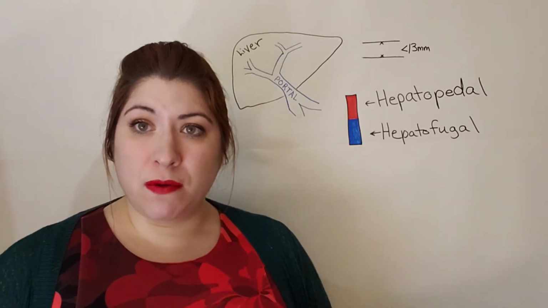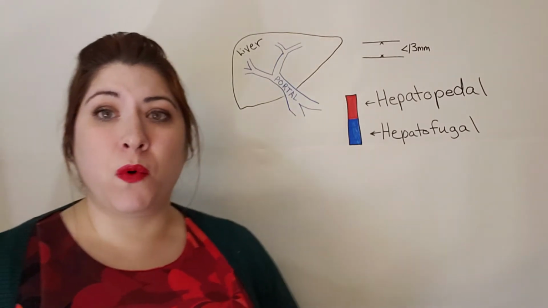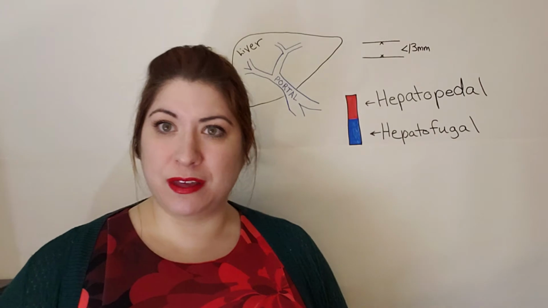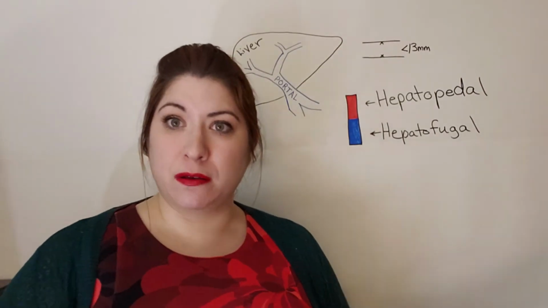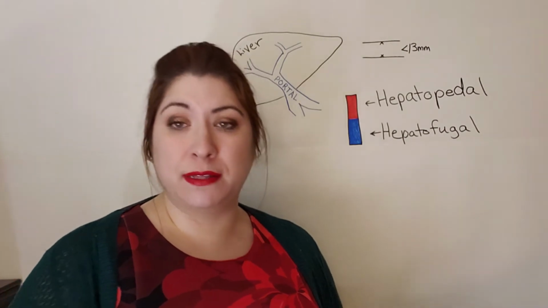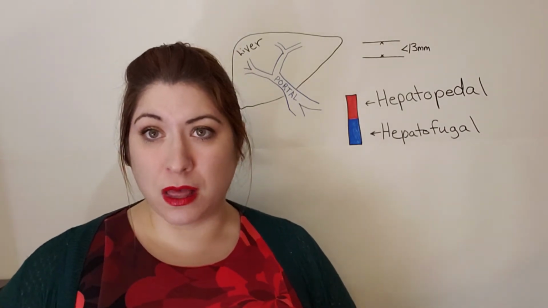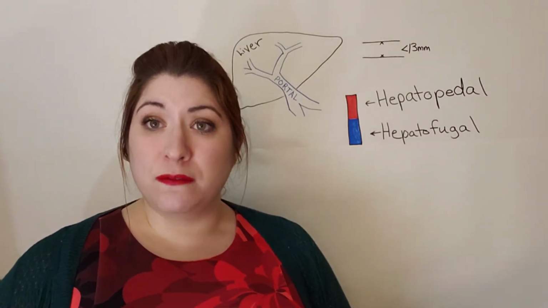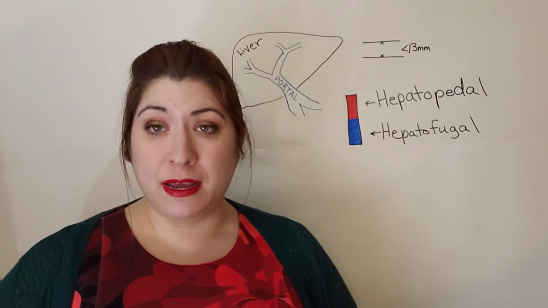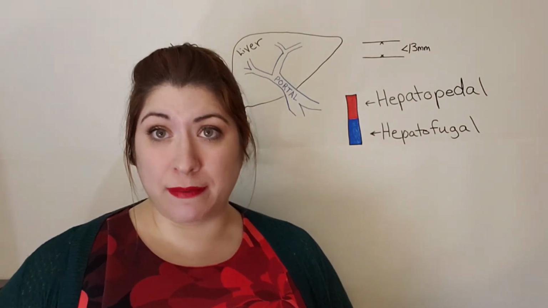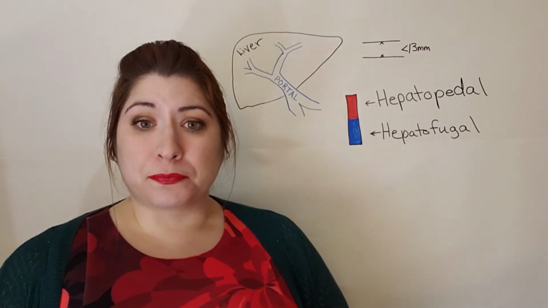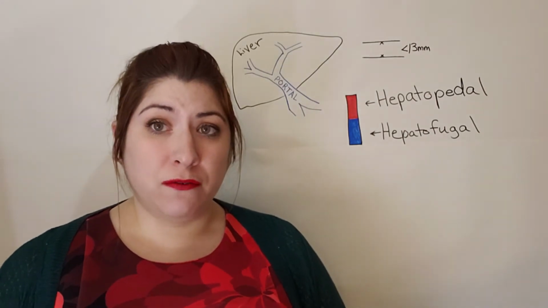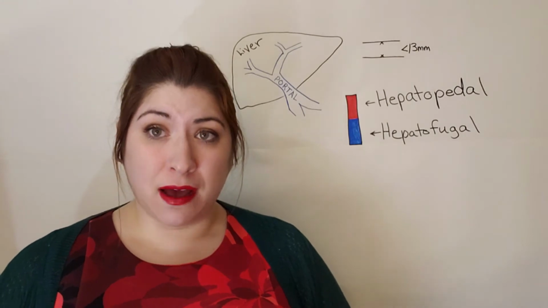So the first thing you may remember from anatomy class, when we think of veins, we normally think of them as bringing blood away from an organ. Arteries bring oxygenated blood to the organ, veins bring the blood away back up to the heart and lungs. The portal vein is going to be unique in that it actually is bringing blood to an organ, that organ being the liver.